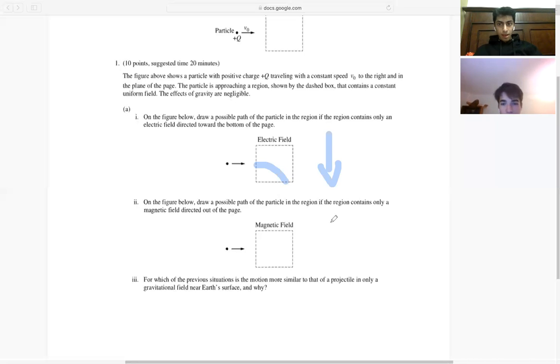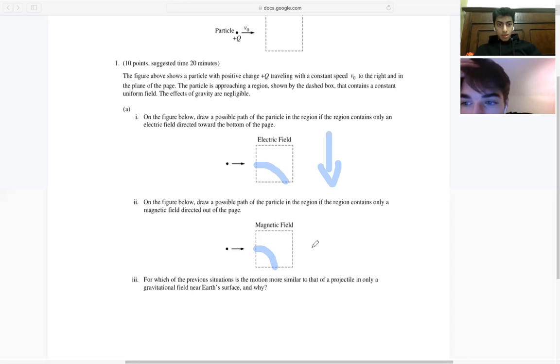And 2, on the figure below, draw a possible path of the particle in the region if the region contains only a magnetic field directed out of the page. So the magnetic field is coming out of the page, therefore the particle would stop earlier compared to 1, where the electric field is going down. So instead of going that far, it would probably stop off by like the half mark here. So it would be like this.